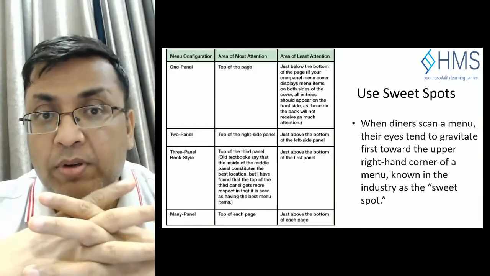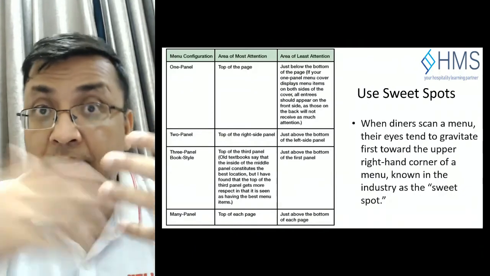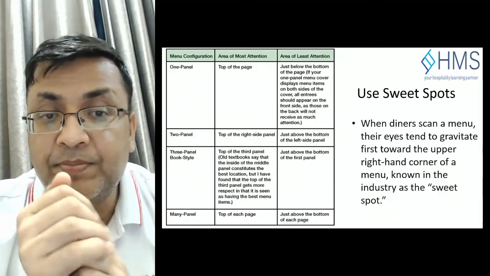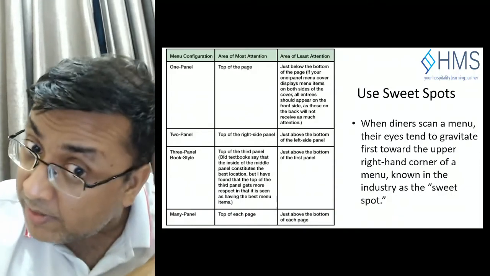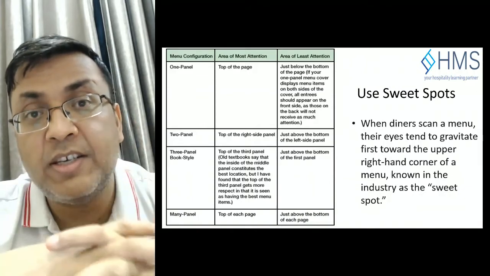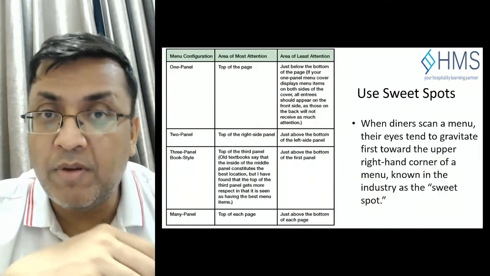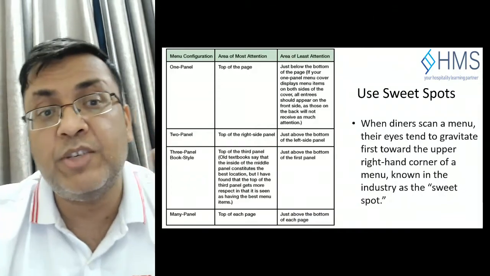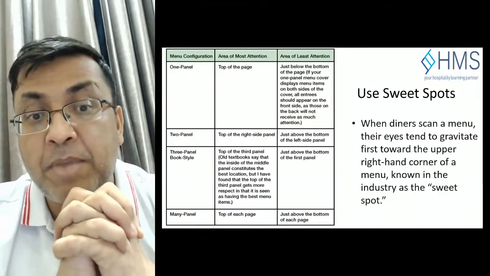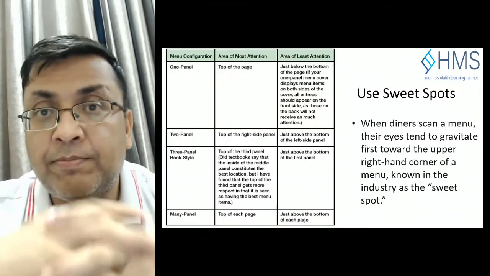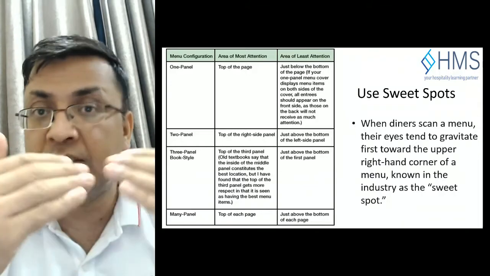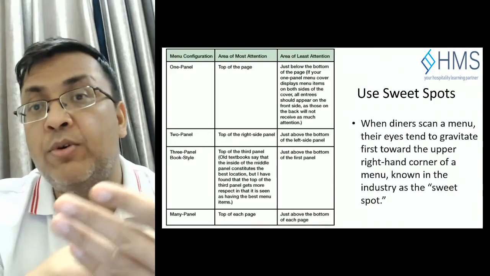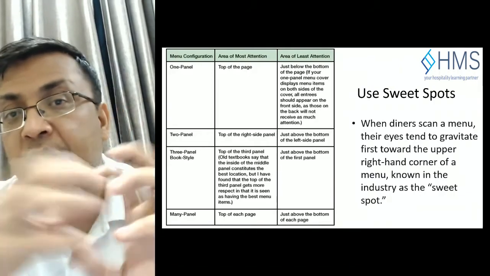For a three panel menu, the top of the third panel or the middle of the panel gets the highest attention, and similar to the two panel, the least attention goes to the bottom of the first panel. If it's many pages, many panels, then the top of each page generates the highest attention, and the least is the bottom of every page. People just look at the first page, the top, and then go towards the next. So these are usually the high speed spot items.